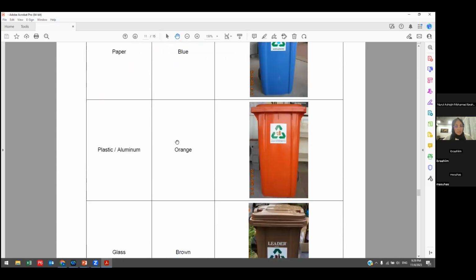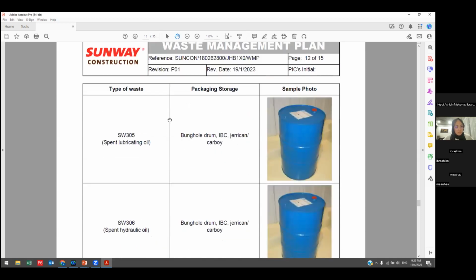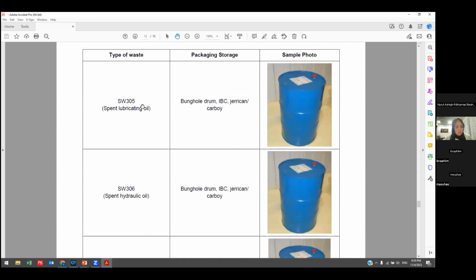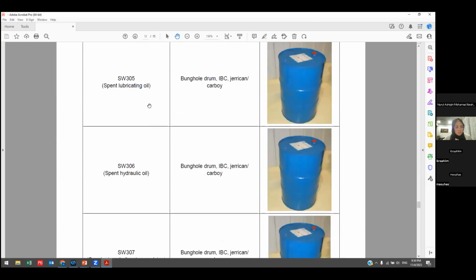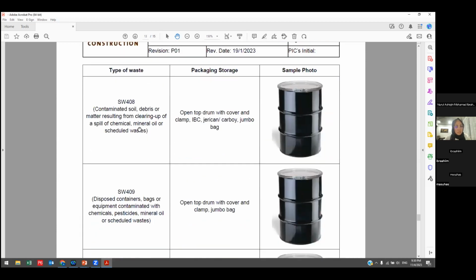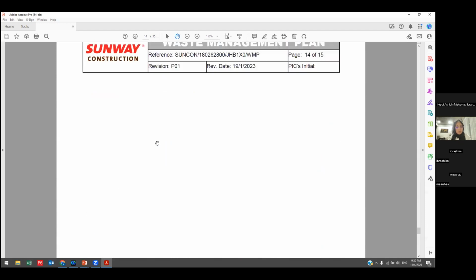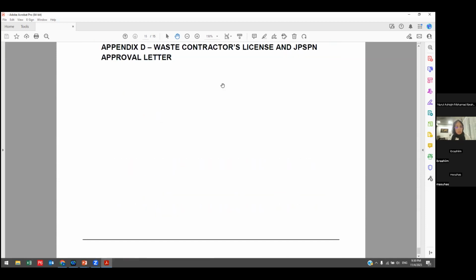Blue is for paper, orange for plastic, brown is for glass. And then for scheduled waste, chemical waste, we call it SW305. This is a standard for all of Malaysia. We use SW305 to refer to the lubricating oil. This is the standard they use all the way. And then this one, the contaminated soil debris. That's for the TMP.